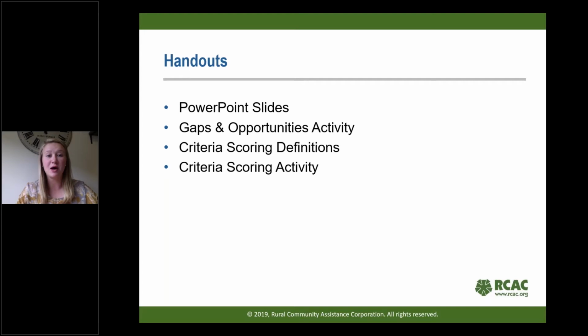The handouts for this module are available in your workbook so you can follow along. They include the Module 5 PowerPoint slides with space next to each slide for notes, the Gaps and Opportunities activity, the criteria scoring definitions, and the criteria scoring activity.